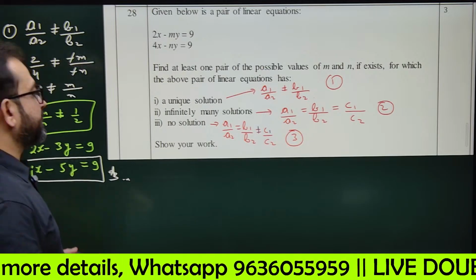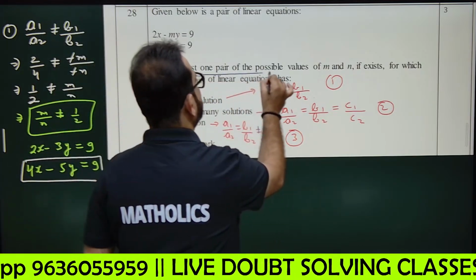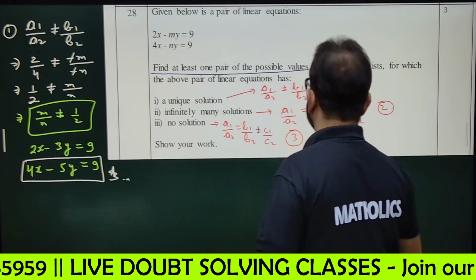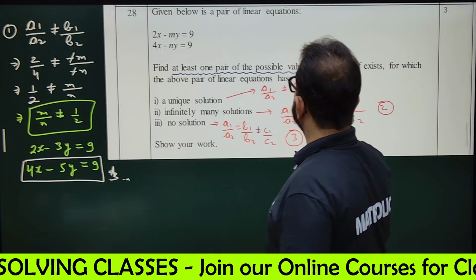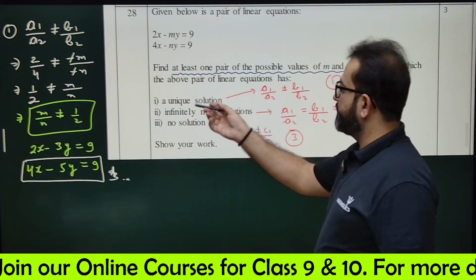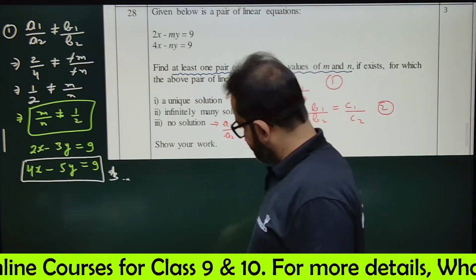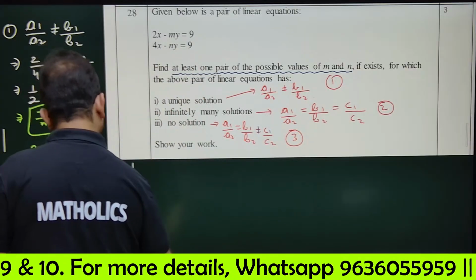Find at least one, what the question says. Read it again. Find at least one pair of possible values of m and n if exist, for which the above equation has a unique solution. Okay. Let's solve second part. It will be even more clear.